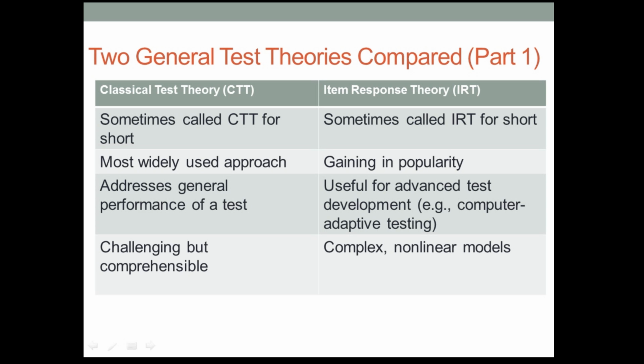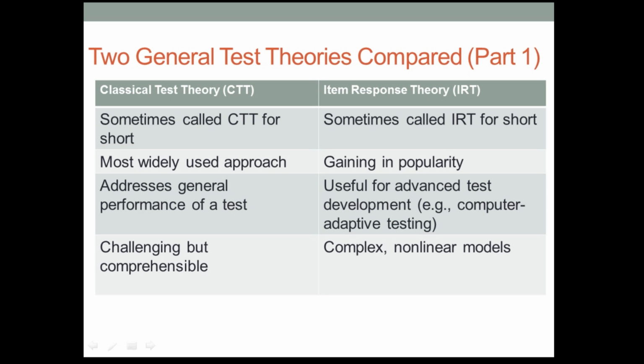So let's take a look, actually. Let's jump right into comparing these 2 kinds of theories. Classical test theory is sometimes called CTT for short. It is the most widely used approach today, without question. Most major tests used in the United States and abroad use classical test theory. And classical test theory addresses the general performance of a psychological test or a mental test.